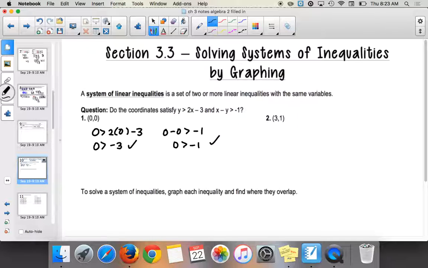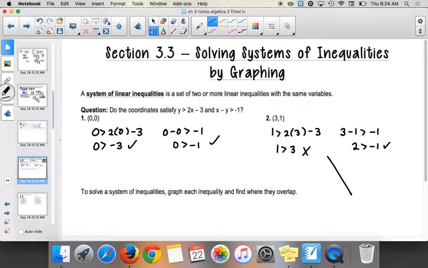So if we try (3, 1), we have 1 for y and we have 3 for x. So we get 1 is greater than 6 minus 3, which is 3. And that is false, right? 1 is not greater than 3. So that doesn't work. You could try it on the other one, and we would have 2 is greater than negative 1, which is true. So basically this one would only be in one of the shaded regions. It would not be in both.